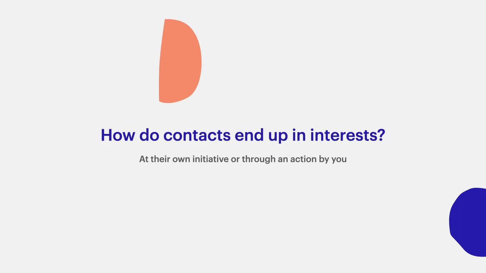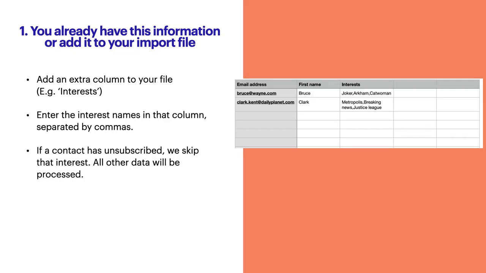So how do contacts end up in the interests? This could be at their own initiative or through an action by you. So if you already have this information, you can add it to your import file. You add an extra column to your file, for example, interests, and you place the names of your interests in that column, separated by a comma.